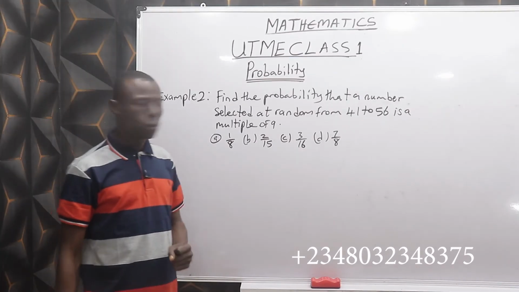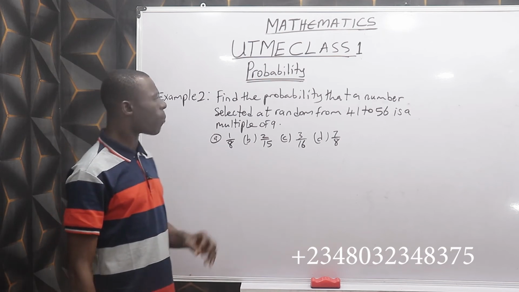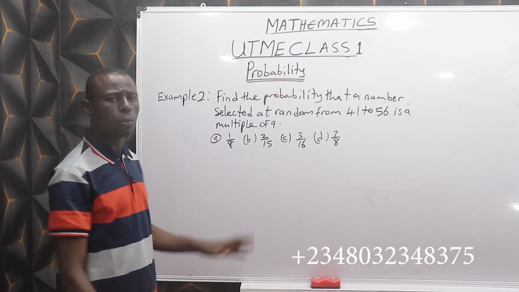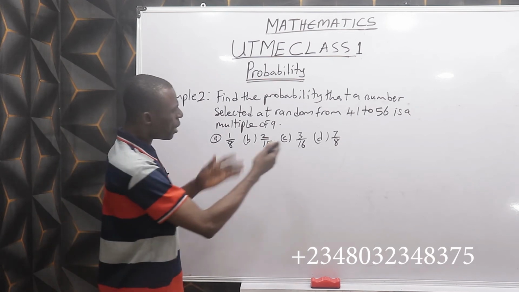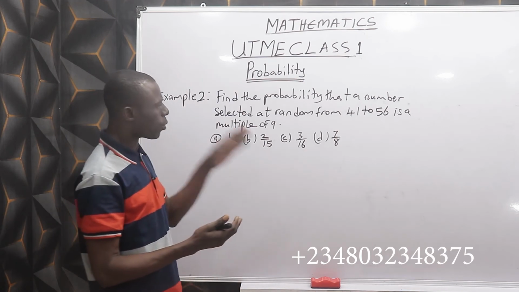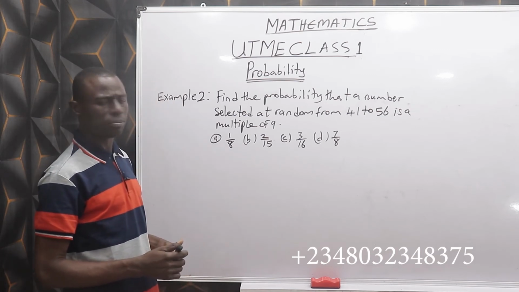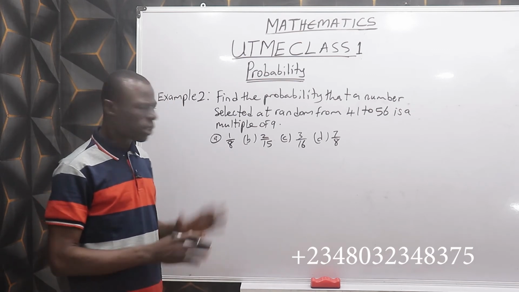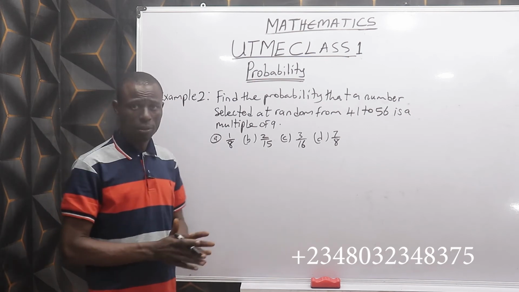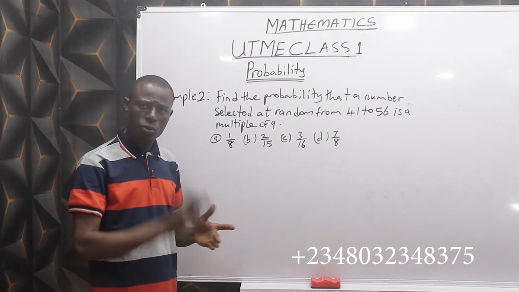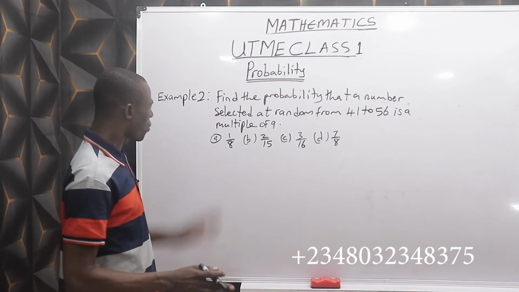Let's consider example 2. Find the probability that a number selected at random from 41 to 56 is a multiple of 9. Two things are notable there. Number 1, the number of the elements we have from 41 to 56. Number 2 is multiples of 9. What is multiple of 9? Multiple of 9 refers to all numbers that are exactly divisible by 9 without any remainder. So 9, 18, 27, 36, 45, they are multiples of 9.